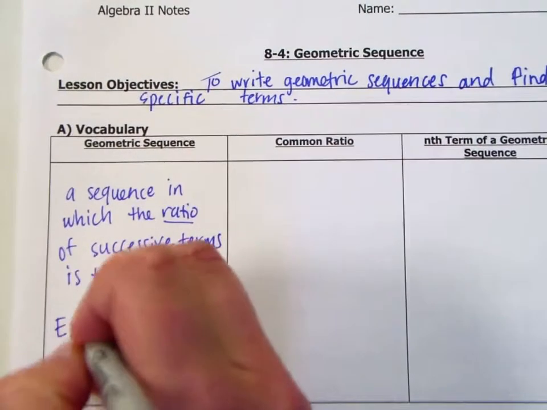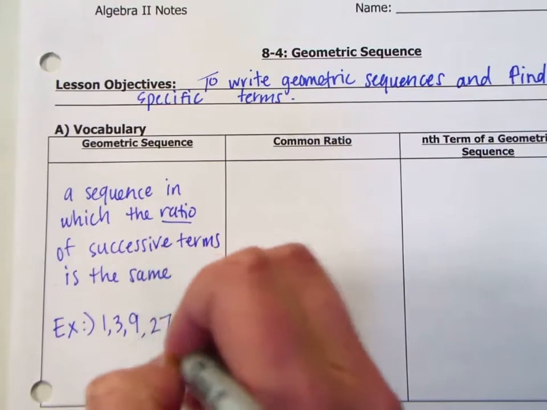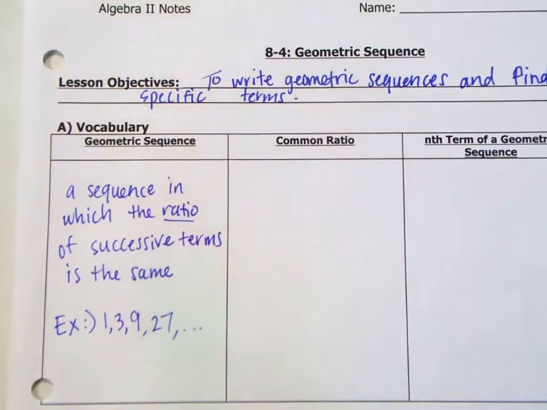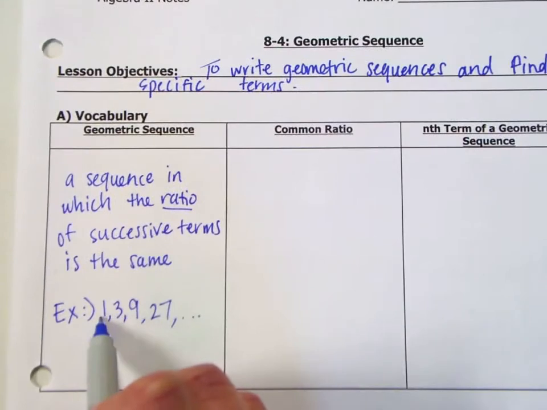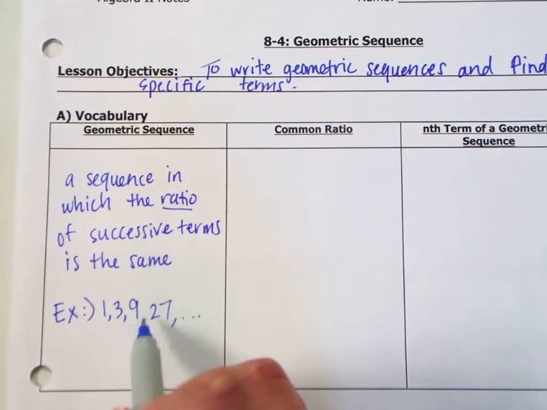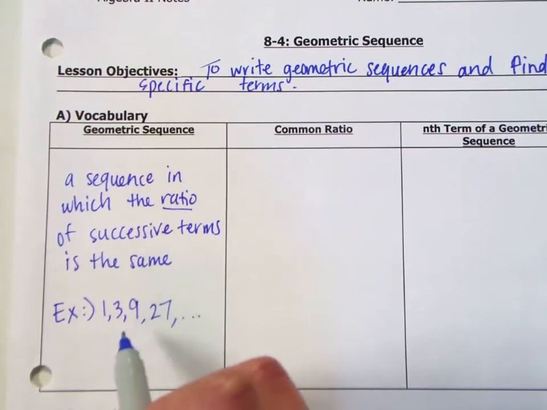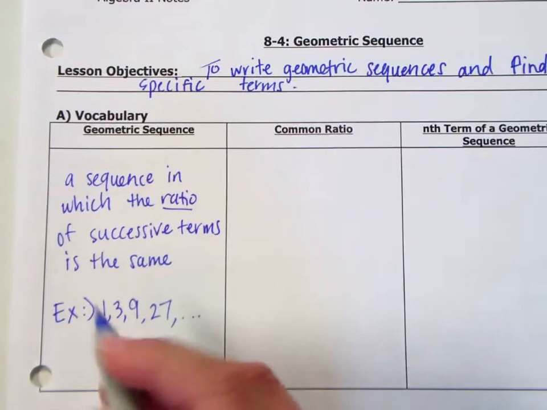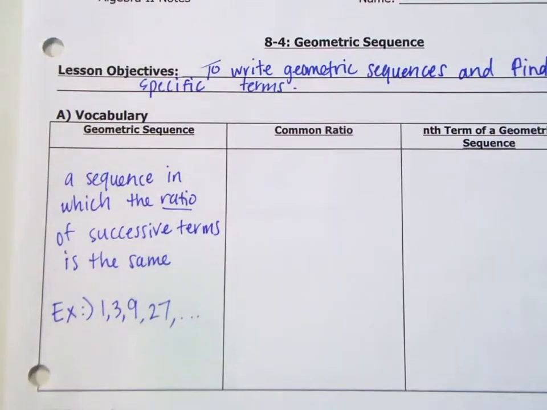For example, a geometric sequence is 1, 3, 9, 27, and so on. So if you think about the ratio of 3 over 1, that's just 3 to 1. 9 over 3, simplified, is 3 to 1. 27 over 9, simplified, is 3 to 1. So essentially, what we're doing is multiplying by the same number to get the next term.